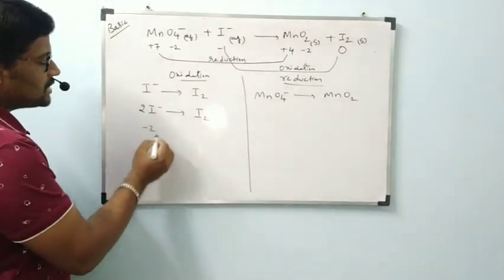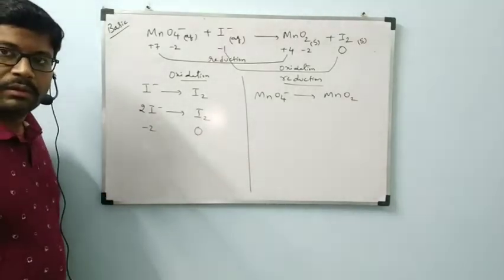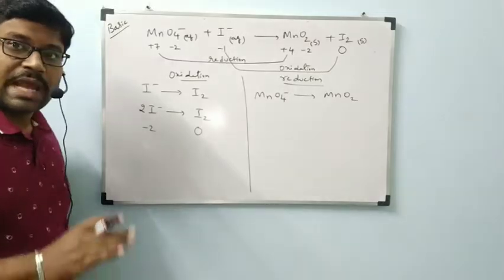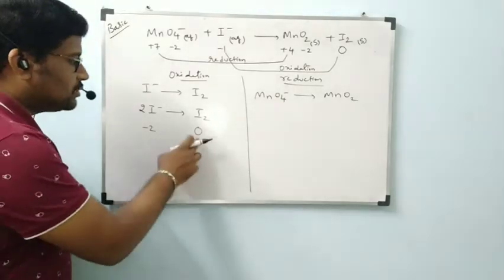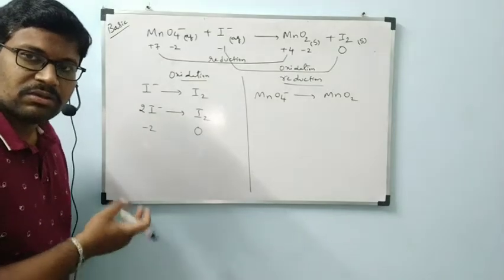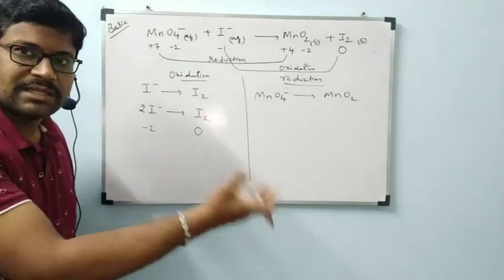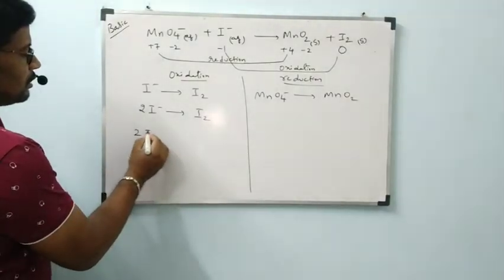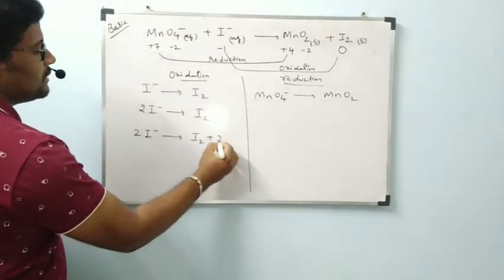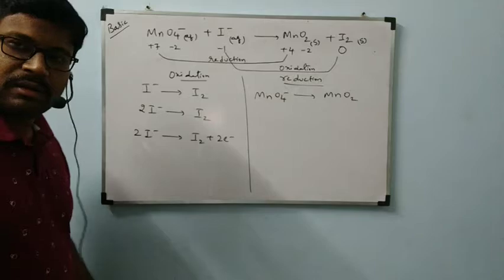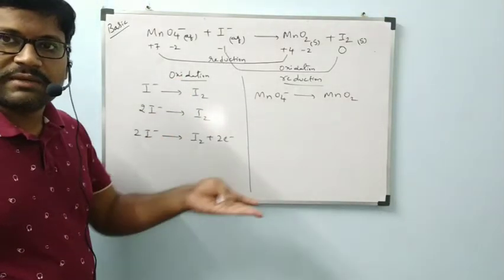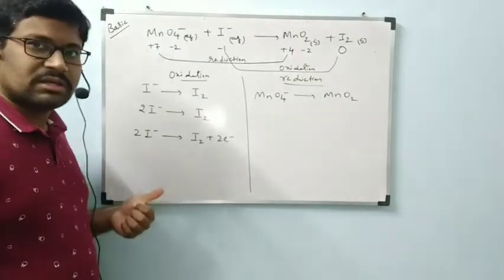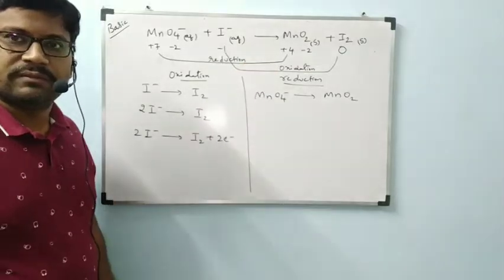2 into minus 1 is minus 2, and this side is 0. Charge is not balanced. Electrons must be added. How many? Here minus 2, here 0, so 2 electrons must be added on the right side. Then minus 2 will be added on that side and the equation will be balanced. Then 2I minus gives rise to I2 plus 2 electrons. This is oxidation. For oxidation, on the right side we write the electrons. For reduction, on the left side we write the electrons, because this is losing of electrons and that is gaining of electrons.